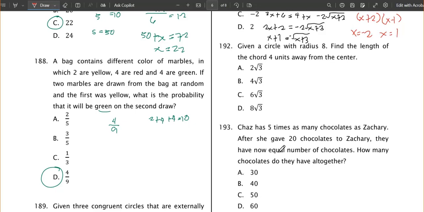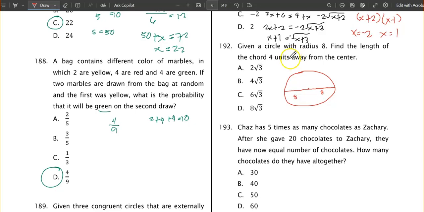192. Given a circle with radius 8, find the length of the chord 4 units from the center. So what we're going to do here is draw first your circle. So example, this is your circle. And again, the radius is 8. So therefore, the diameter is 16, right? This is 8 and 8.